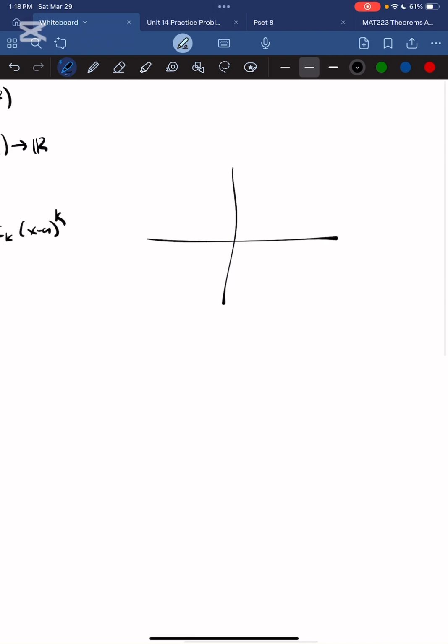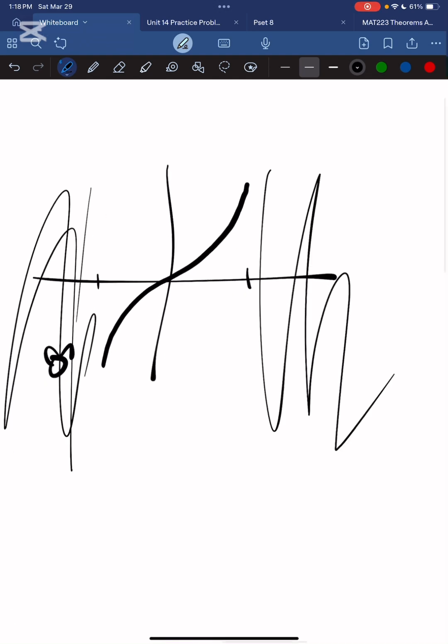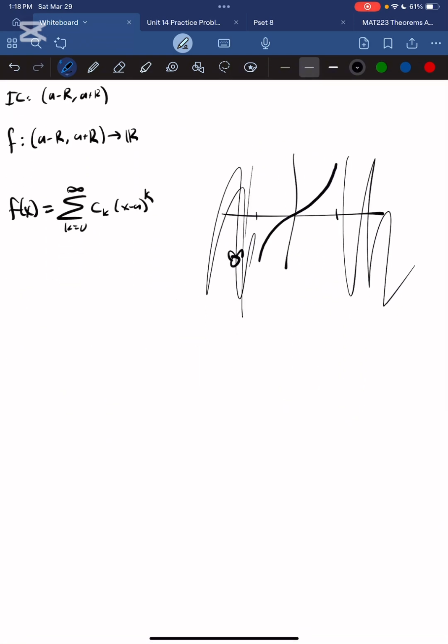Because if we were to graph f as a function of x, it might look like this. And then say this is the interval of convergence. And then over here, it might be like, I don't know, a cat. It doesn't exist over here. We don't know what happens out here. It's divergent. It could be an elephant. It could be a cat. Okay, probably not, but the point is it doesn't exist outside of the interval of convergence.